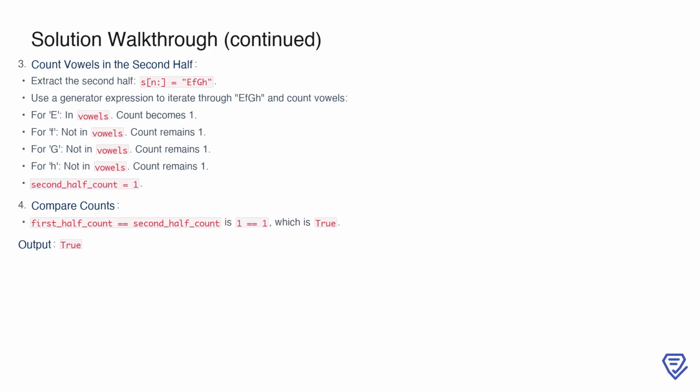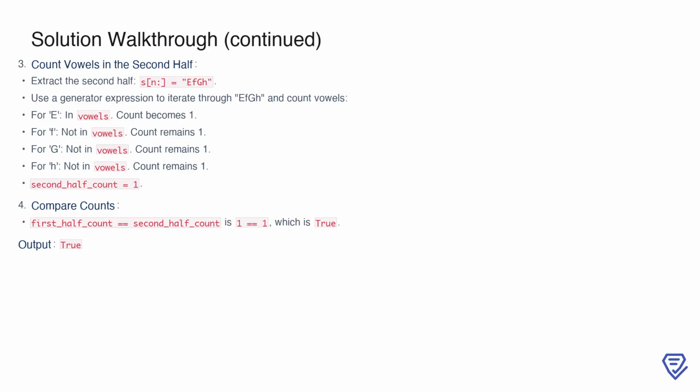For the second half, EFGH, we count the vowels in the same way. The first character, E, is a vowel, so the count becomes 1. The next three characters, F, G, and H, are not vowels, so the count remains 1. This gives us a second half count of 1.